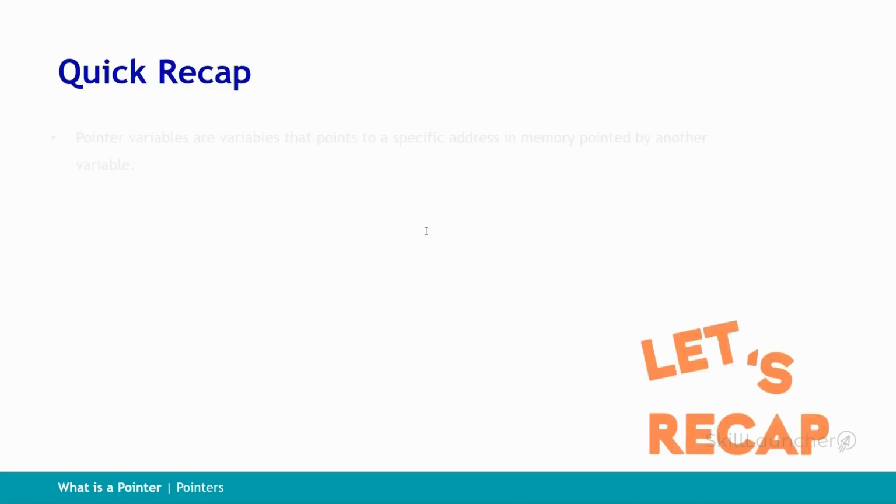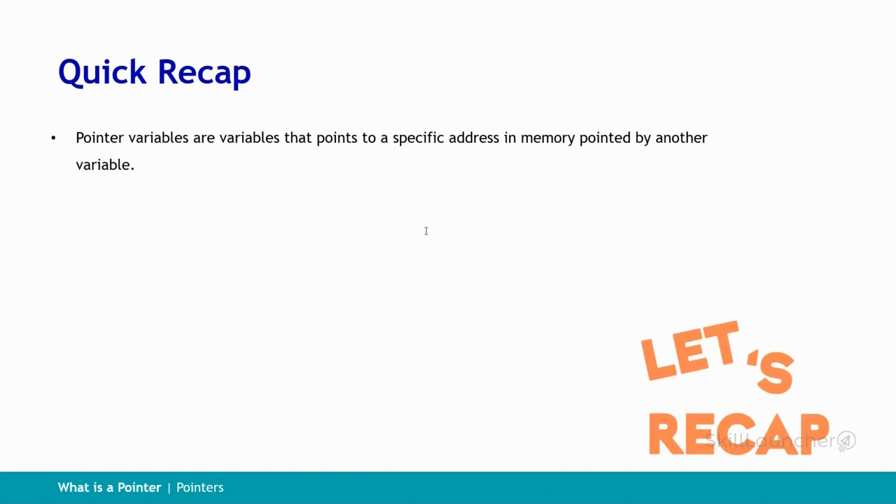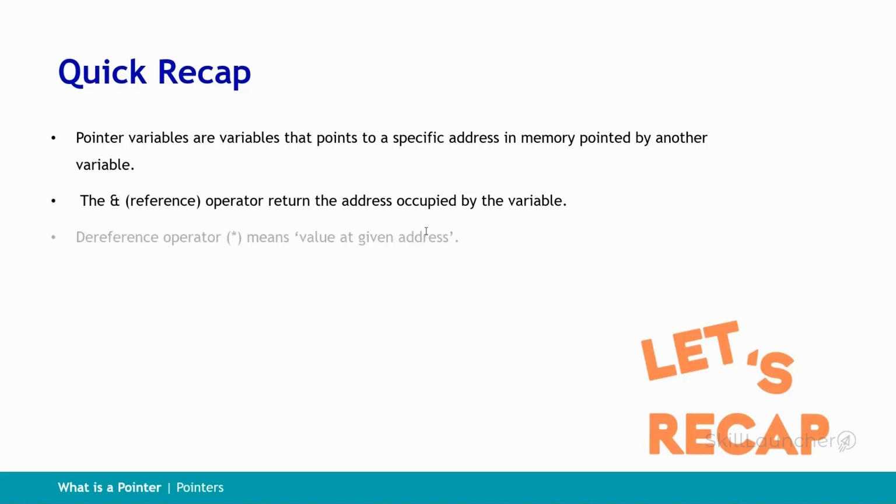Let's have a quick recap. Pointer variables are variables that point to a specific address in memory pointed to by another variable. The address of operator, that is the reference operator, returns the address occupied by a variable. The format specifier used to print the address is %x. The dereference operator simply means the value at the given address. So if we need to print the value using a pointer, we use the dereference operator, which gives the value at the given address stored in the pointer.